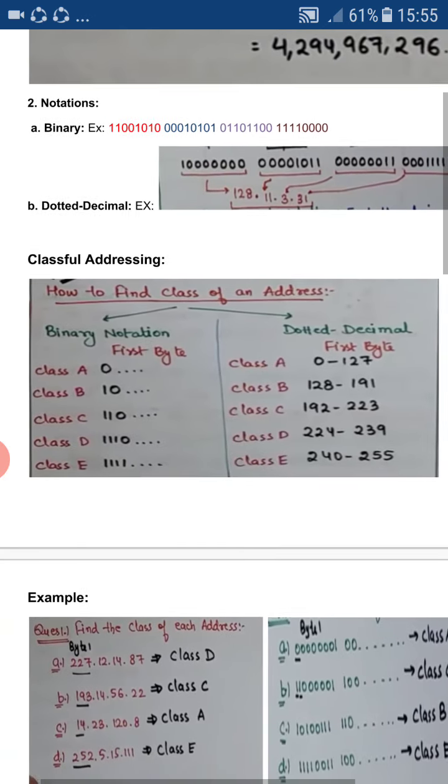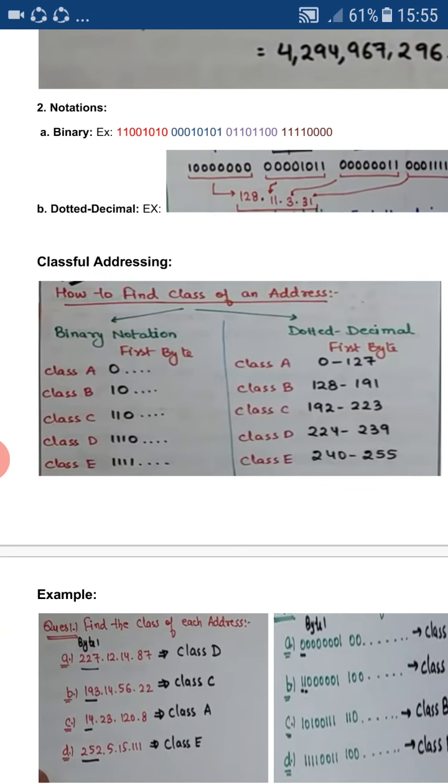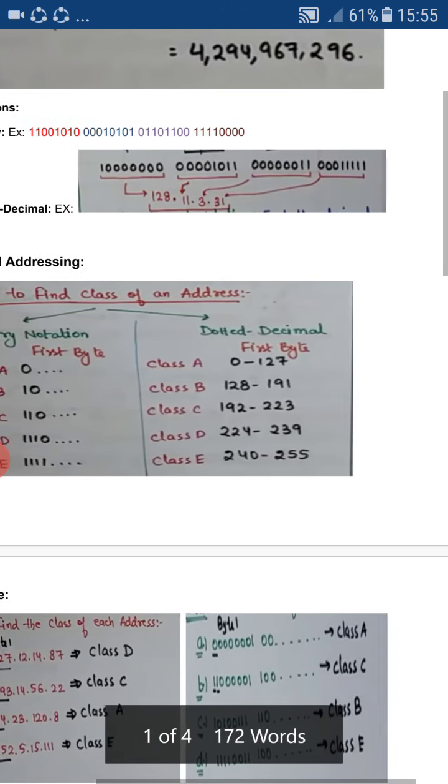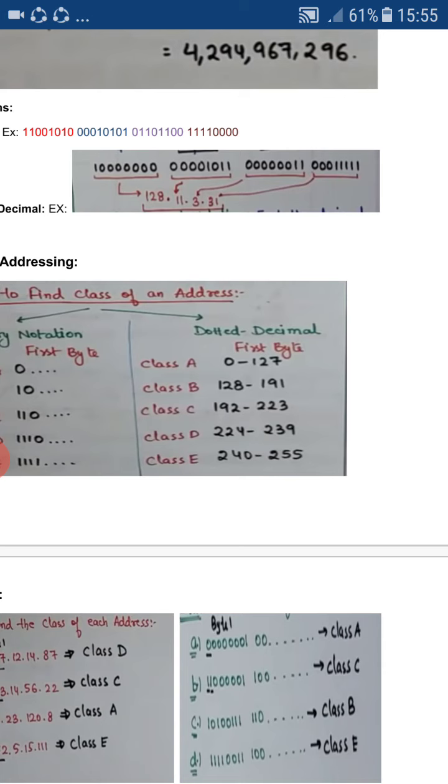Now, the second one is dotted decimal representation. To make the IPv4 address more compact and easy to read, we have this type of address notation. It is very simple. We have converted the binary numbers into decimal numbers and each decimal number is separated by a dot. It is nothing but the dotted decimal notation of an IPv4 address.